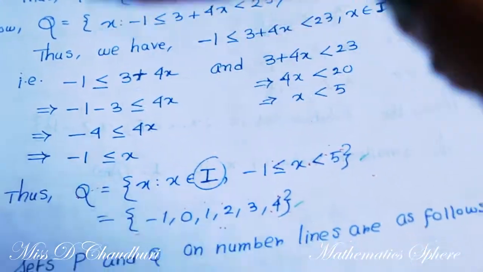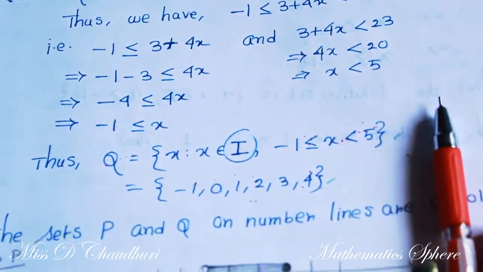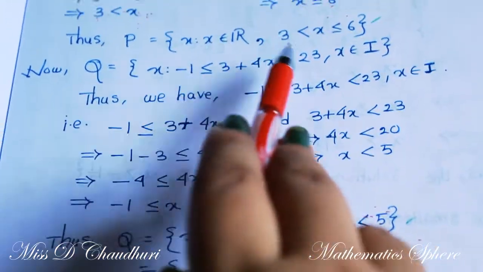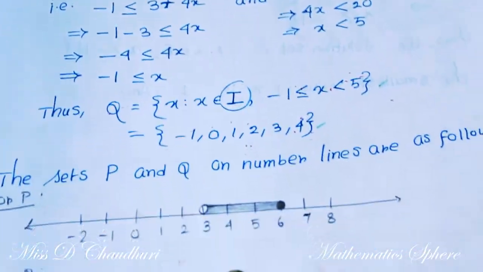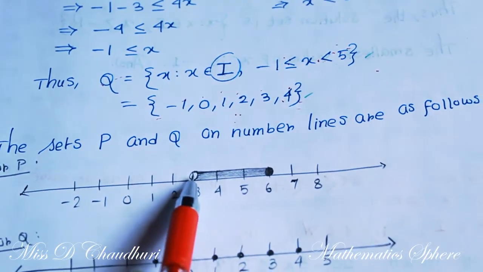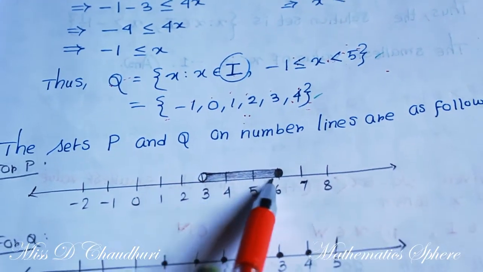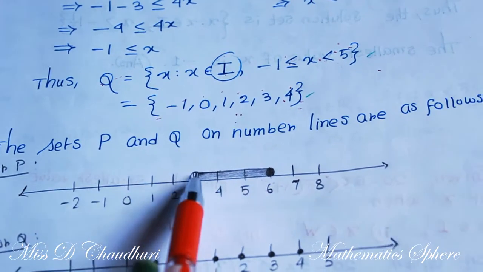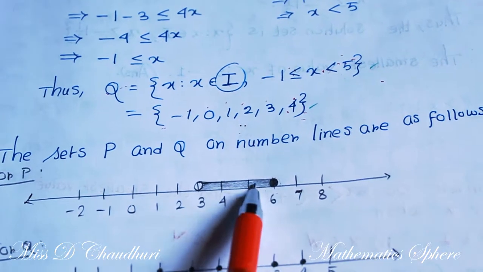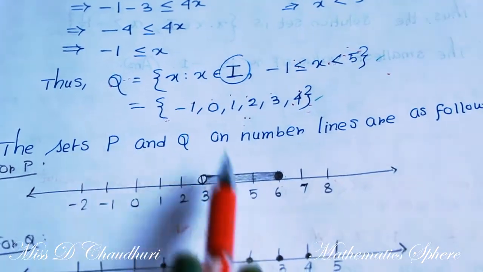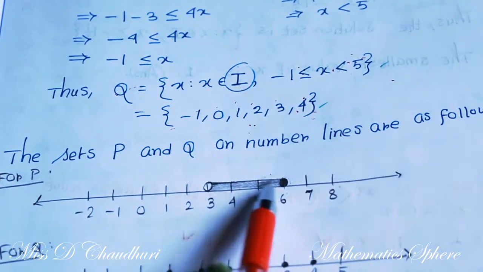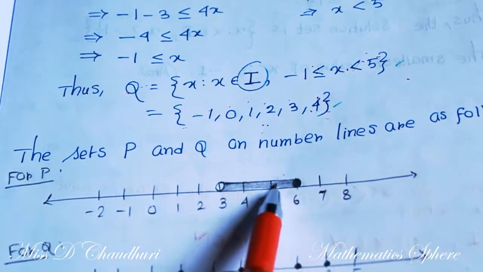Okay, now we were told to represent these two sets, this P set what we have found and this Q set. So separately we are going to represent them on the number lines. So for P we have seen that x is greater than 3 but less than or equal to 6. So on 3 it is an empty circle, and on 6 it is a filled circle, and you shade this part. Why are you shading? Because x belongs to real numbers here, okay, means everything will be included, not only the whole parts.